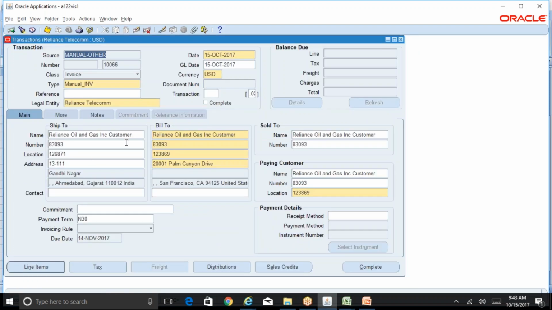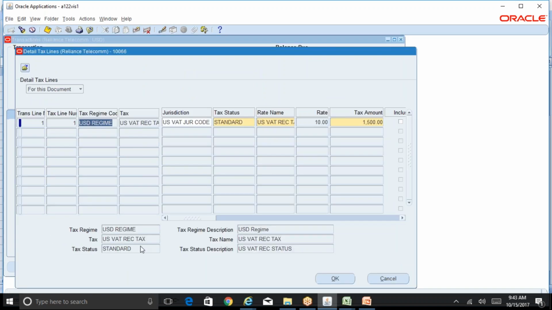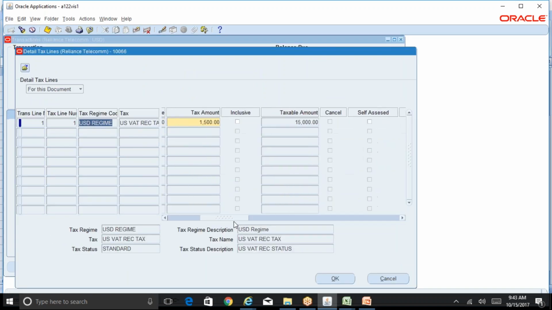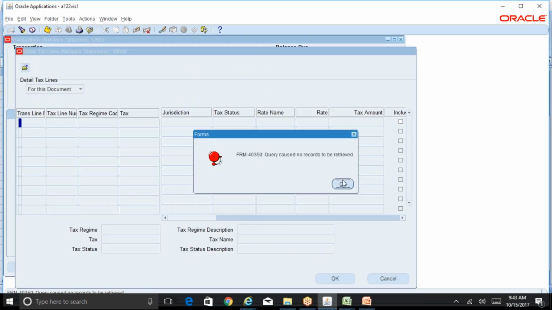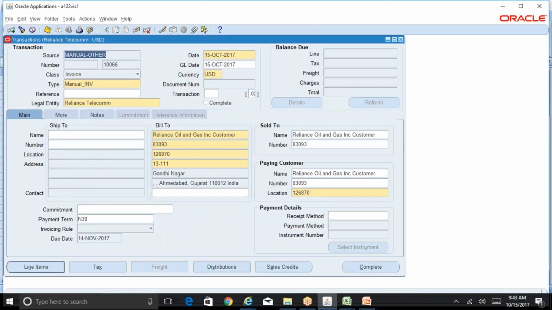Now try to remove the ship to. Only bill to is available with United States. Whether the system will calculate any tax or not? Yes, it will calculate tax. Save this. It has calculated tax 1500. Now change this particular address from US to India. Whether the system will calculate any tax or not? No. Now click on tax. You will not be able to see anything.